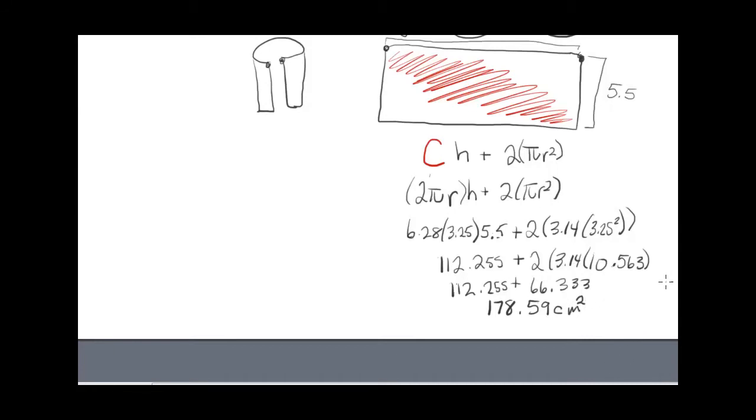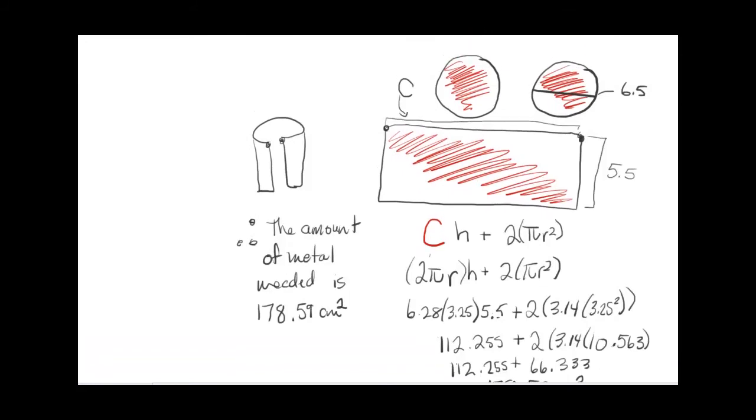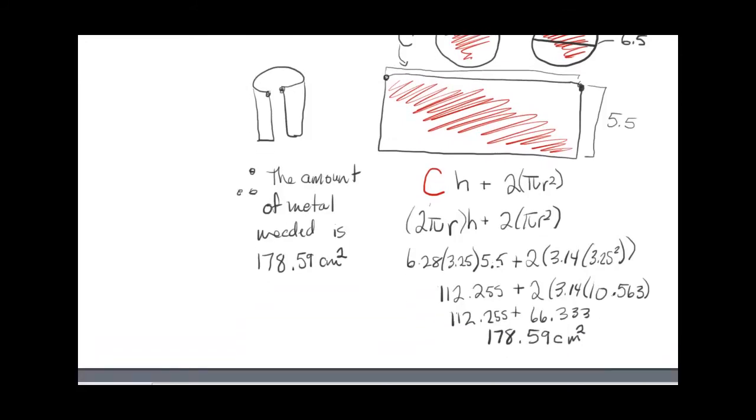Area, it's centimeters squared. Therefore, the amount of metal needed is 178.59 centimeters squared of metal needed to cover the contents of that can. And there's your answer.